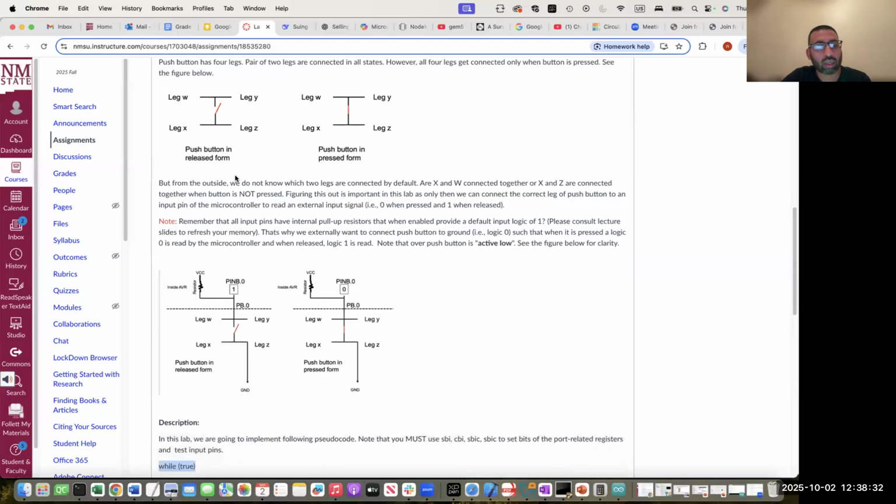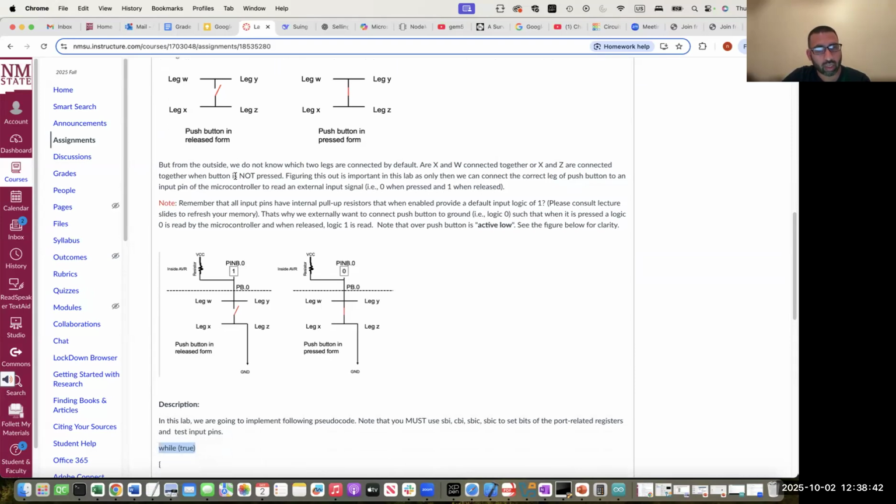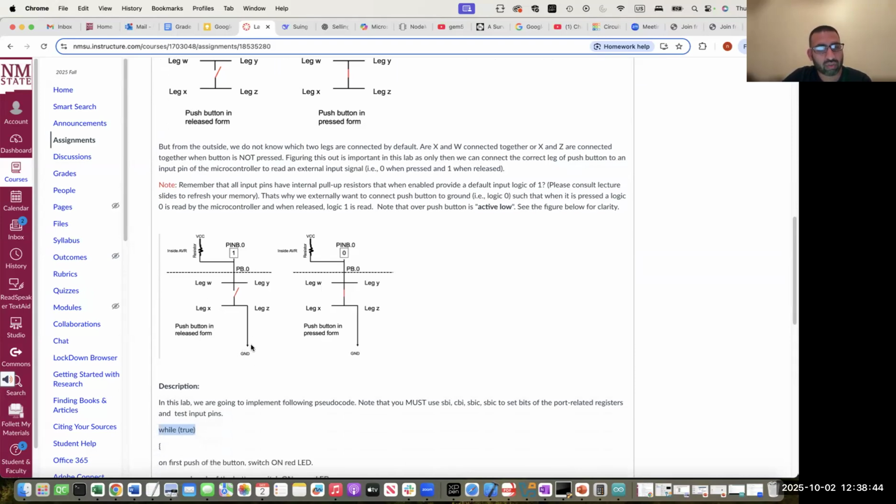So also remember we said that if we configure a pin in input mode, we have the option to enable the internal pull-up resistors, right? So let's have a look at this second figure, where we have the push button in released form. Legs W and Y are connected, they are always connected with each other. X and Z are always connected with each other.